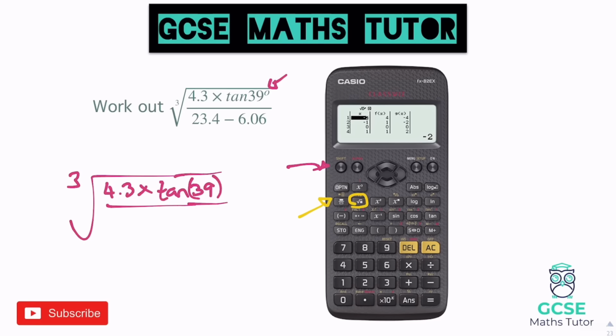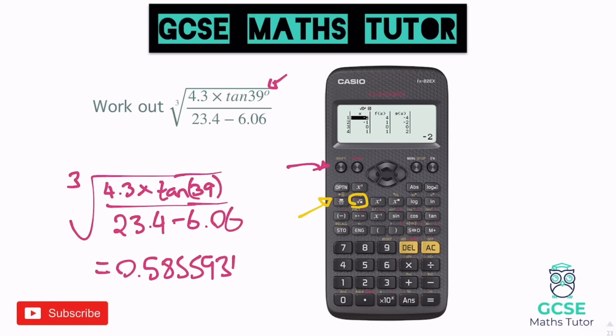So let's get that up on my calculator. We've got 4.3 multiplied by tan, the brackets opens for me, 39, close the brackets, press your down button on the calculator to go into the bottom of the fraction, and type this sum in here, 23.4 take away 6.06. So 23.4 take away 6.06, and make sure at this point you write all the numbers down. That equals 0.5855934233.